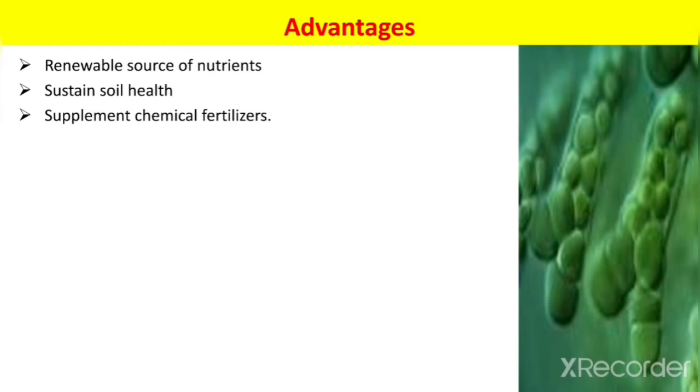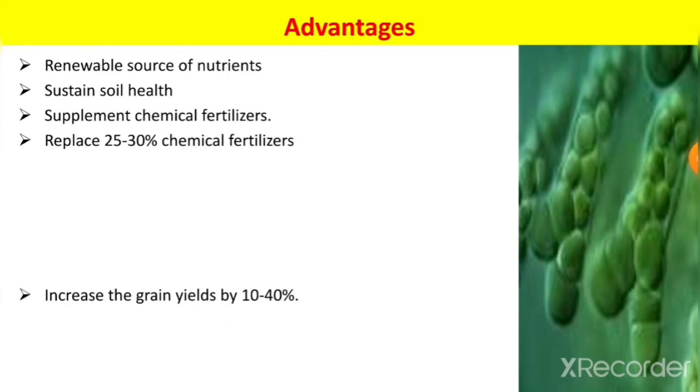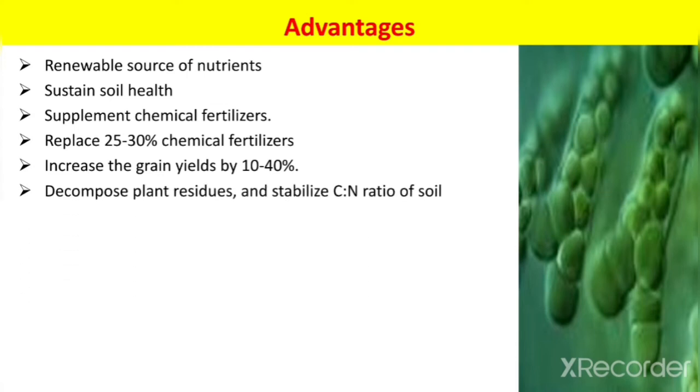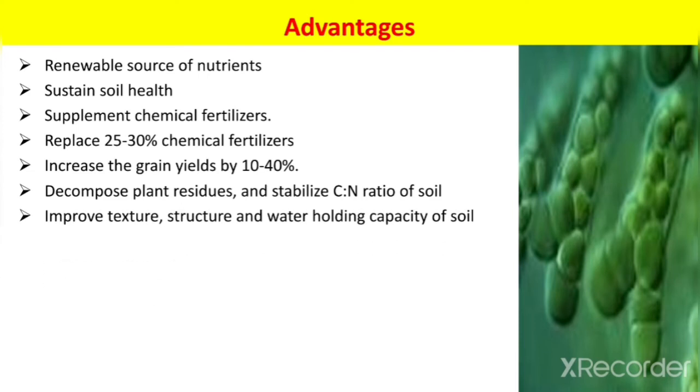Supplement chemical fertilizers. Replace 25 to 30% of fertilizers. Next point is to increase the grain yields by 10 to 40%. As I told you, if we have good soil fertility, then our plants will grow in a very healthy manner, and then at the end we can easily get the crop yield. Decompose plant residues and stabilize the C/N ratio of soil. Improve texture, structure, and water holding capacity of soil. Biofertilizers are helpful in improving the texture, structure, and water holding capacity of the soil.